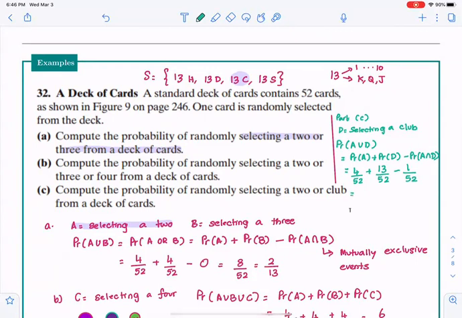So if I take the common denominator, and the numerator is 4 plus 13 minus 1, that is 16 over 52. The answer would be 4 out of 13.